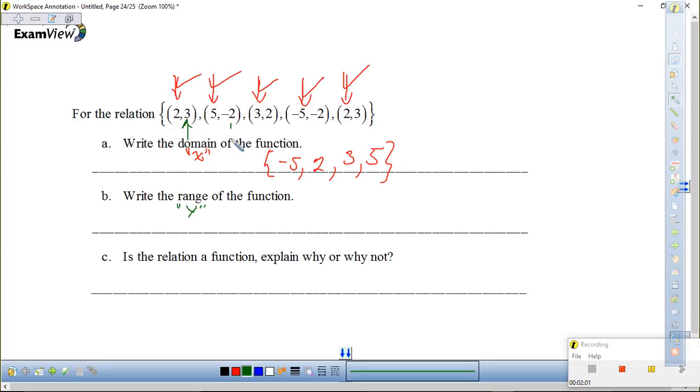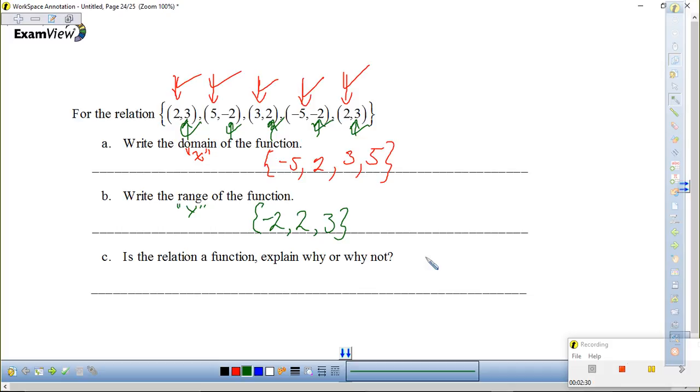This one, this one, this one, this one, and this one. What is my lowest value for my range? -2. Check it off. Do I need to write the other one? No. Check it off. Comma. What's the next one? 2. Check it off. And my next one. Check it off. Do I need to write the other one? No. And I'm done.